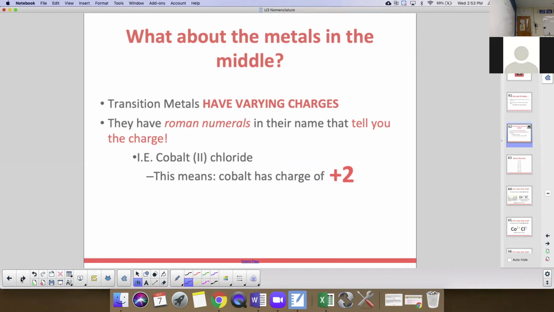So in the name, you'll see a Roman numeral. And that is a way of notating which transition metal we're dealing with, all right? Is it cobalt 1? Is it cobalt 2? Which one are we dealing with? And so right here, for example, you see cobalt and then a Roman numeral 2. So that tells me the charge of cobalt is plus 2. All right?